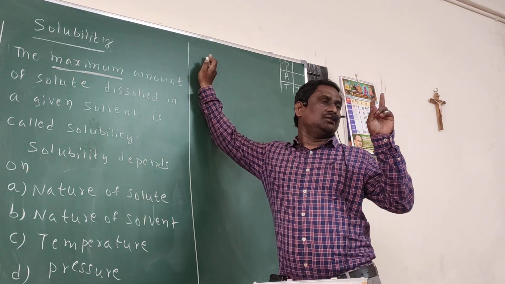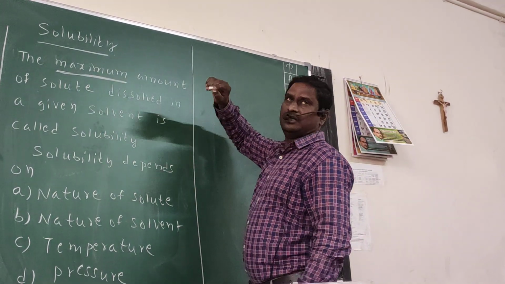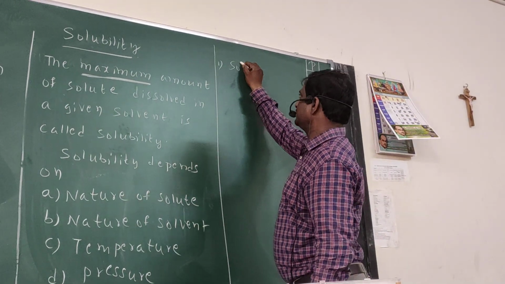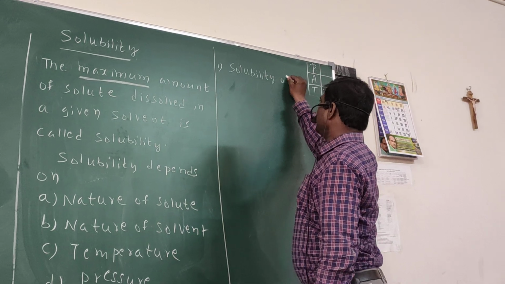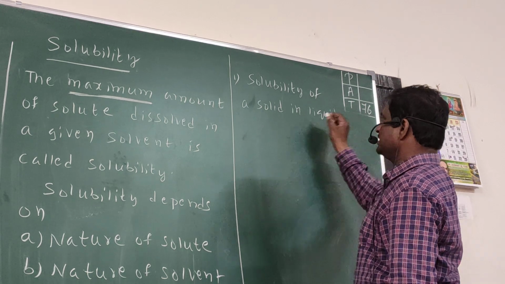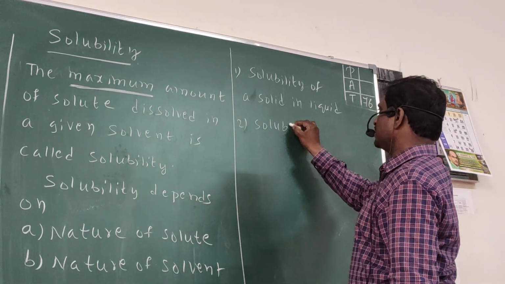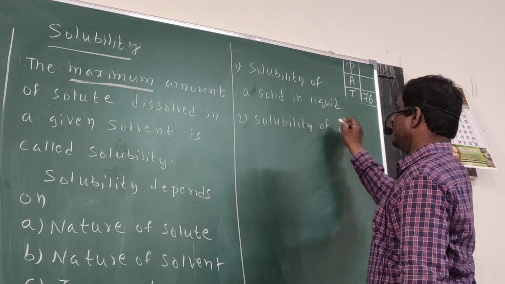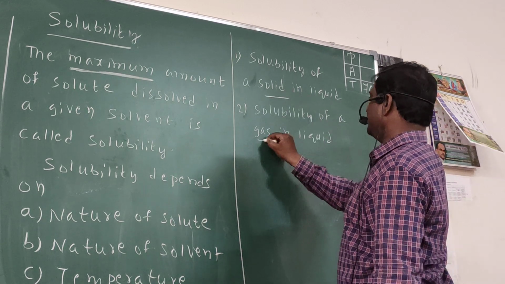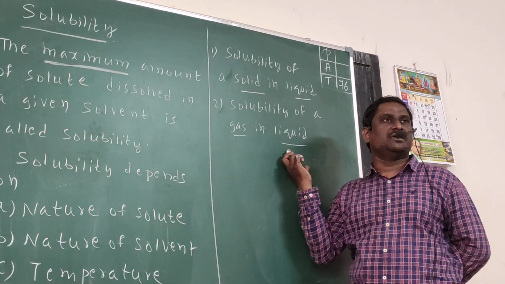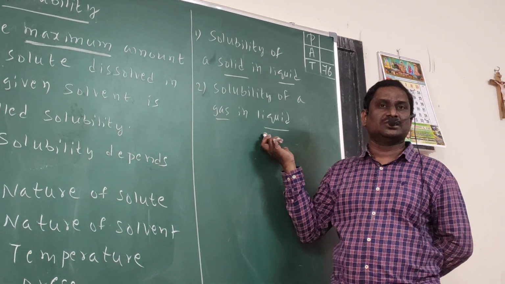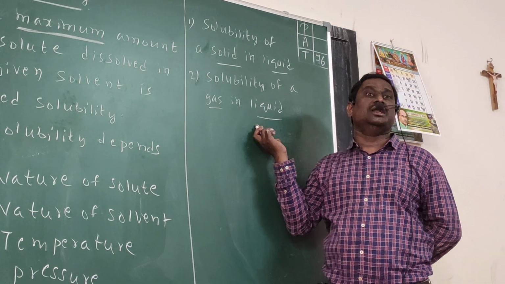Let us see solubility, two types are there. First, solubility of a solid in liquid. Another one is solubility of a gas in liquid. Gas in water, liquid. Remember, at the start of the lesson I told you types of solutions: gaseous solutions, liquid solutions, solid solutions.